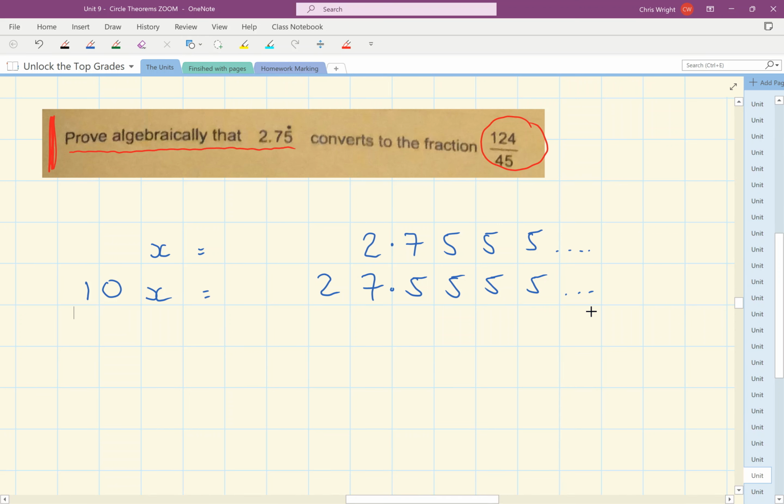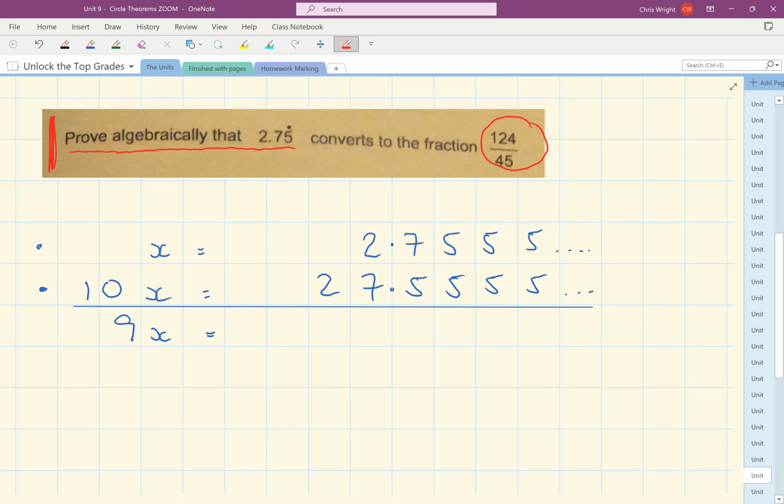Now, why have I done this? Well, if I now do my second line, my 10x, subtract my x, then I'll get 9x here. But the joy of doing my second line, 27.5 recurring, subtract my top line, is that all of these fives are going to knock each other out. So I'm going to be left with 27.5 minus 2.7. Now, I can do that on my calculator. 27.5 minus 2.7. That gives me 24.8.